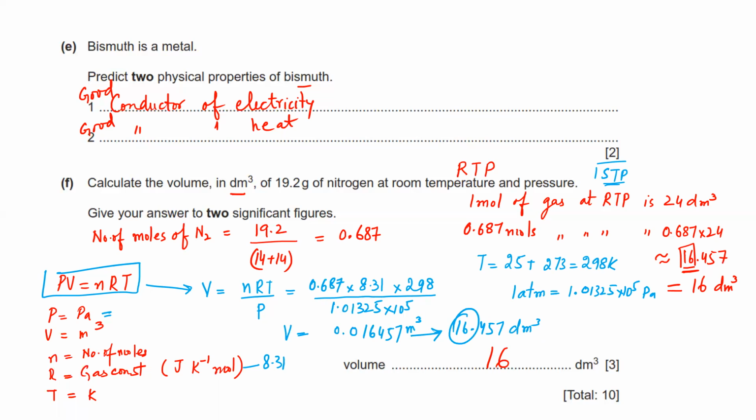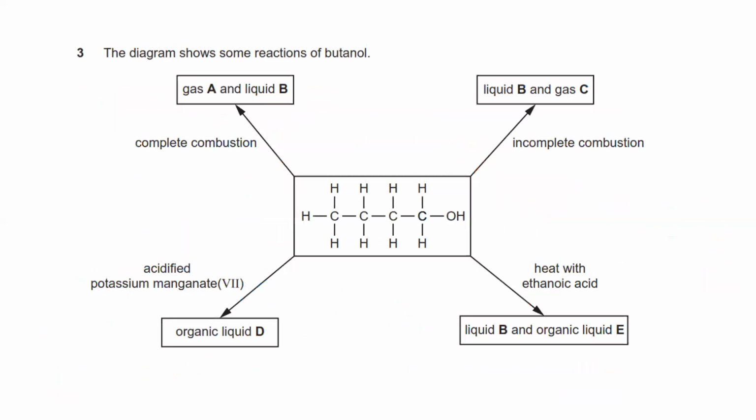If you know PV equals nRT and the values of all these parameters, or if you know the statement that at room temperature and pressure 1 mole of gas is 24 dm cube, if you know either of these, you will be able to solve this question pretty easily. So moving ahead, question number 3. It says that the diagram shows some reactions of butanol. So butanol is, remember, an alcohol.